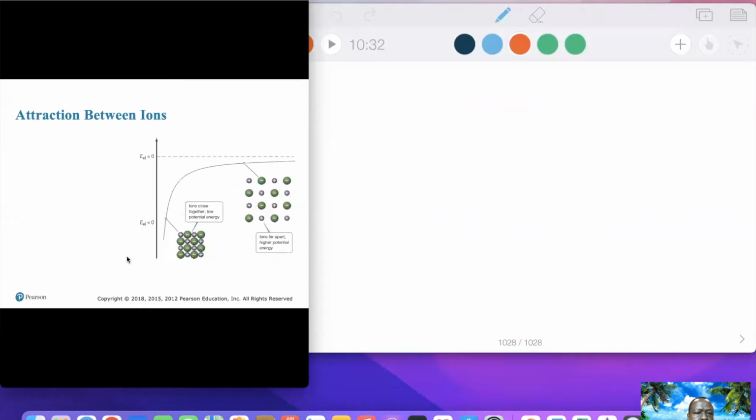Let's see, this is just what happened when positive, negative, or charged particles attract, that energy is given off during the bond formation.